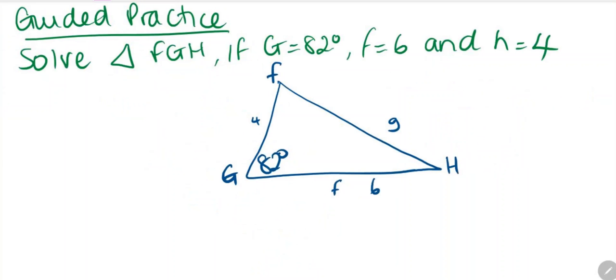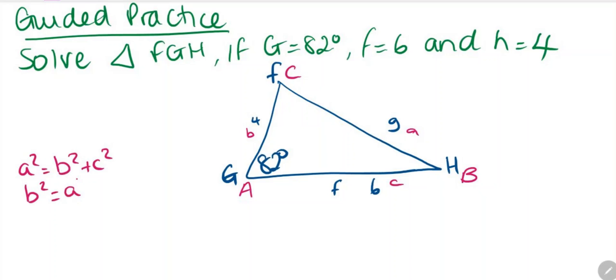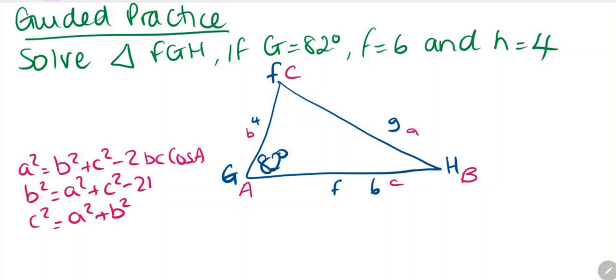Okay, so here's our question. We can relabel our triangle A, B, and C, so we can use little a, little b, and little c, and then we can use the formula. Let's have a look at which one we're going to use. a squared is b squared plus c squared, b squared is a squared plus c squared, and c squared is a squared plus b squared, minus 2bc cos A, minus 2ac cos B, and minus 2ab cos C.